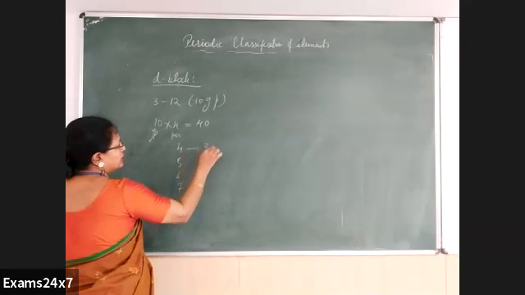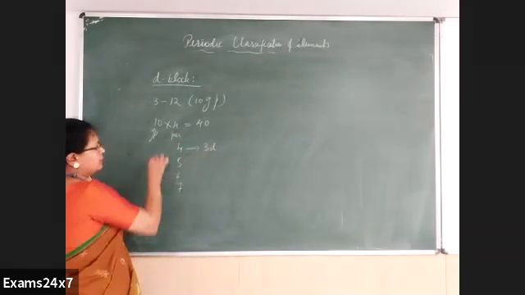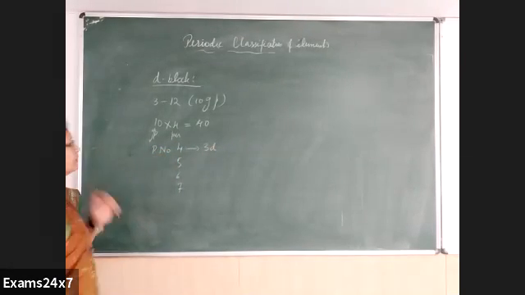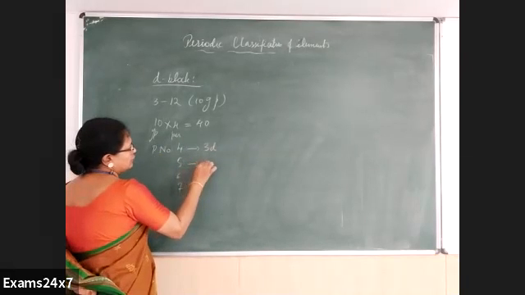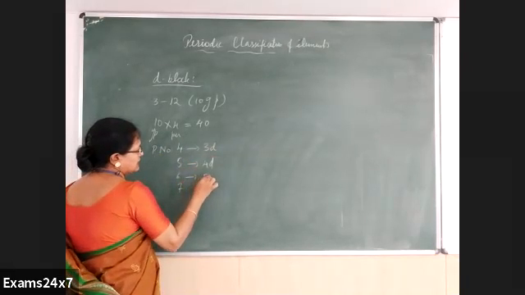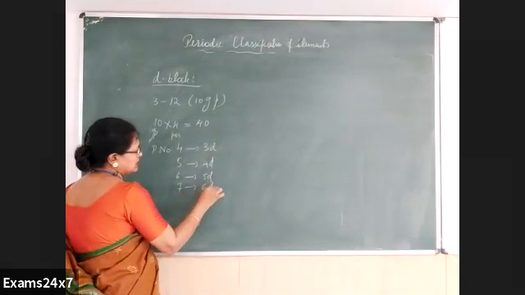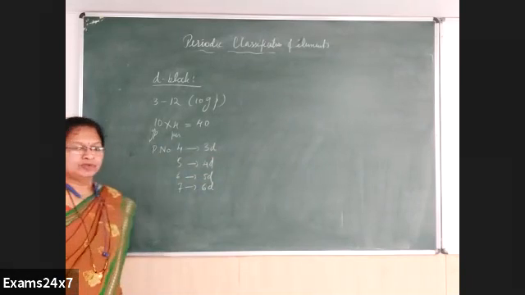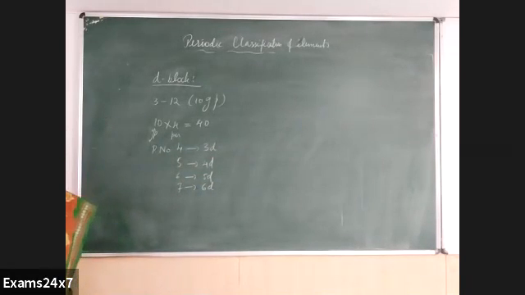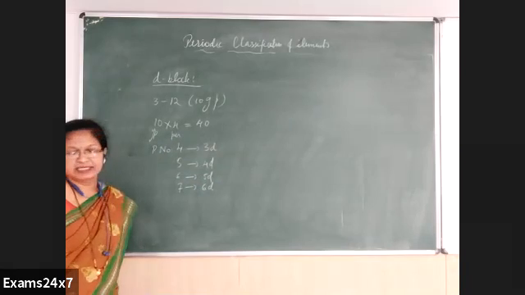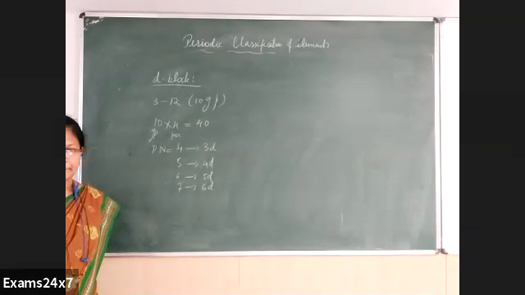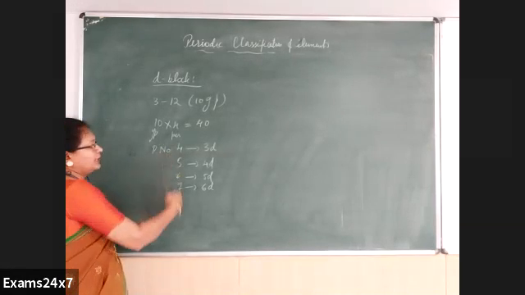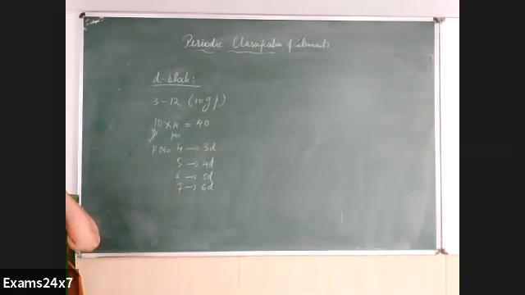In period number 4 you will find the 3d series. These are period numbers I am writing. In the 4th period you have 3d series, 4d series in the 5th period, 5d series in the 6th period and 6d series in the 7th period. Hence there are 4 d series called 3d, 4d, 5d, 6d in the 4th, 5th, 6th and 7th period respectively. Each series contains 10 elements. Therefore, in 4 periods you have a total of 40 d block elements.